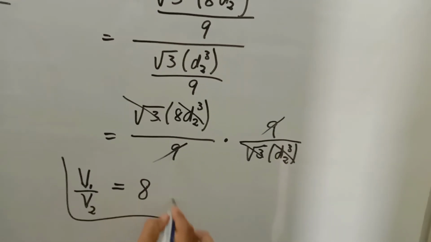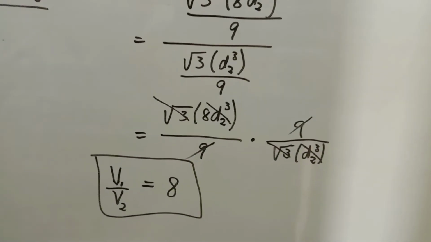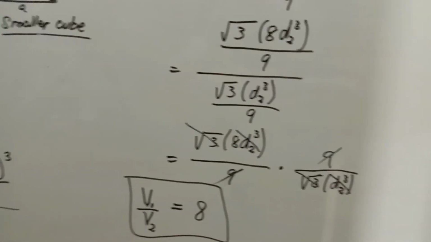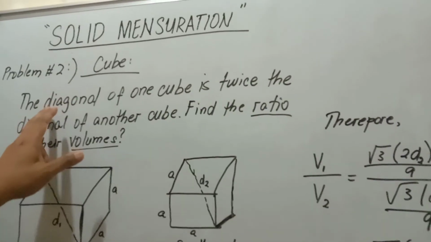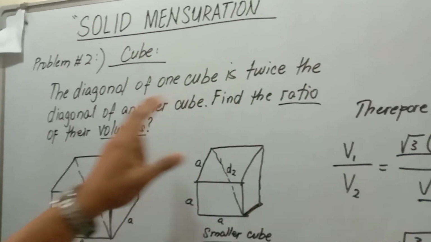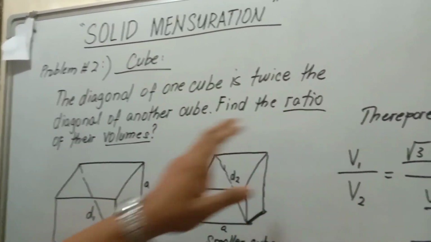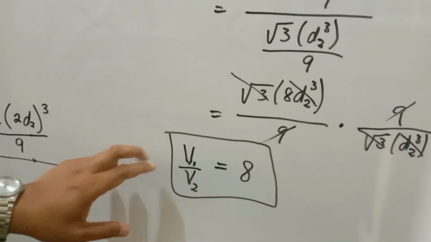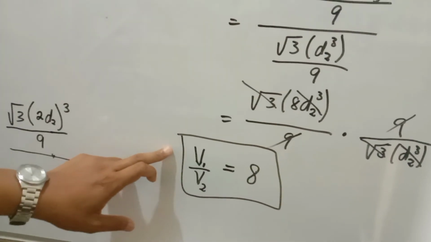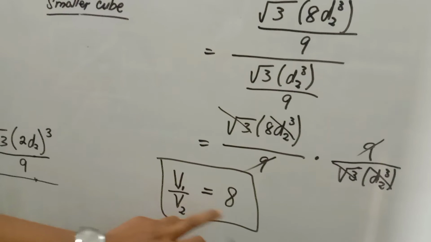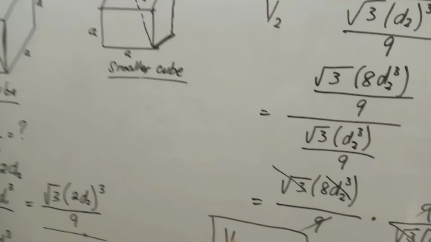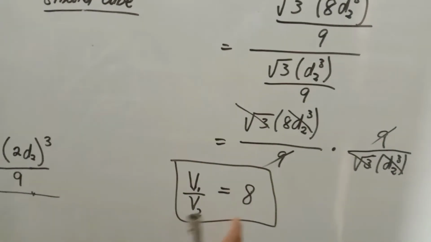So this is the ratio of the volume. You understand, guys? The diagonal of one cube is twice the diagonal of another cube. Find the ratio of their volumes. So the bigger volume over the smaller volume is equal to 8. So the ratio between the two volumes is equal to 8.